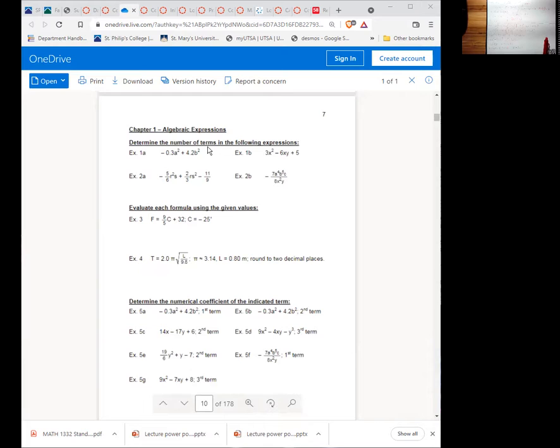they're asking us to determine how many terms there are. But first you need to know what is a term. Obviously I can't answer the question unless I know what a term is. So the definition of a term is basically any number or algebraic expression that is separated by a plus or a minus. So this is some expression separated by a plus and another one separated by that same plus. So here we have two terms. That makes sense?